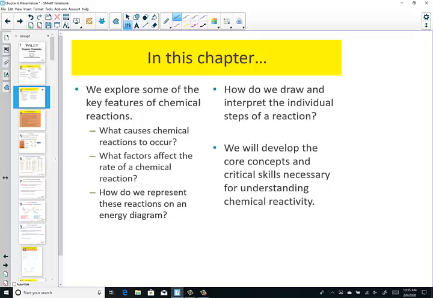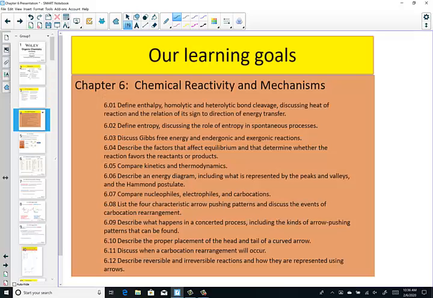So we'll explore some of these key features of chemical reactions. What causes a reaction to occur? What are those factors that affect how fast a reaction occurs? How do we represent reactions using energy diagrams? How do we draw and interpret those individual steps, each individual mechanism on an energy diagram? All of these skills we're saying are critical for understanding chemical reactivity. And here is just a shared list of your learning goals published in e-learning as well.